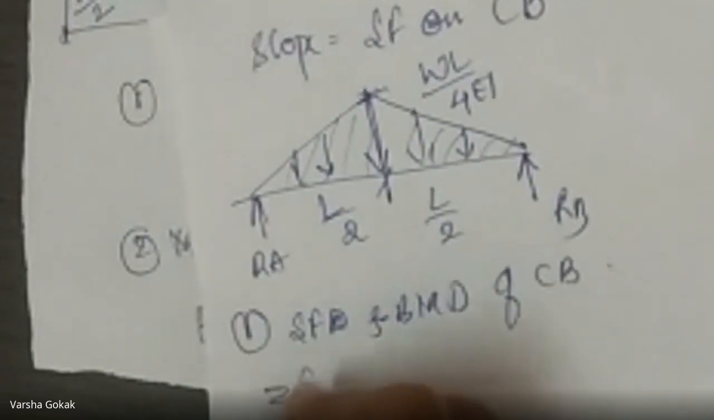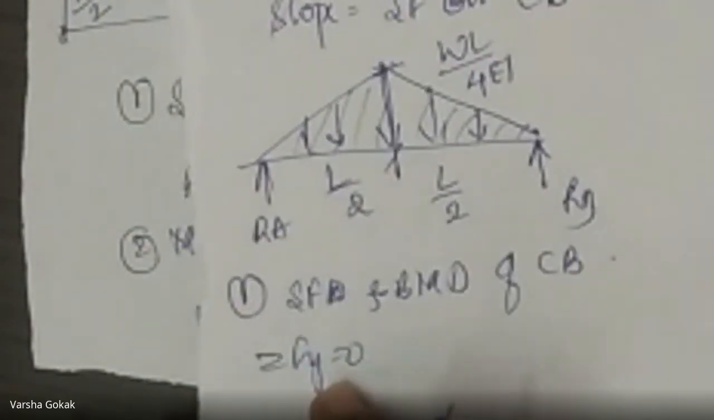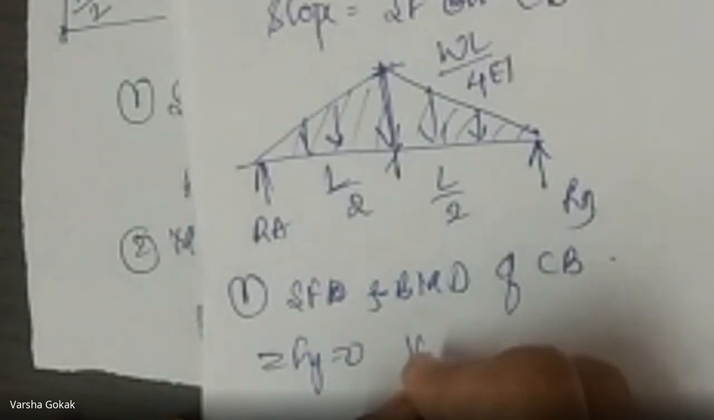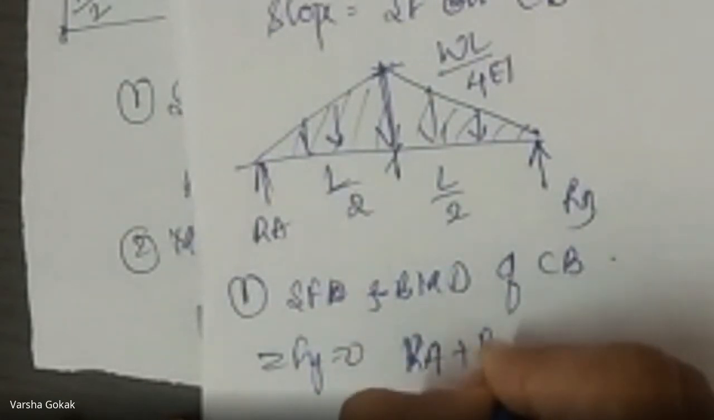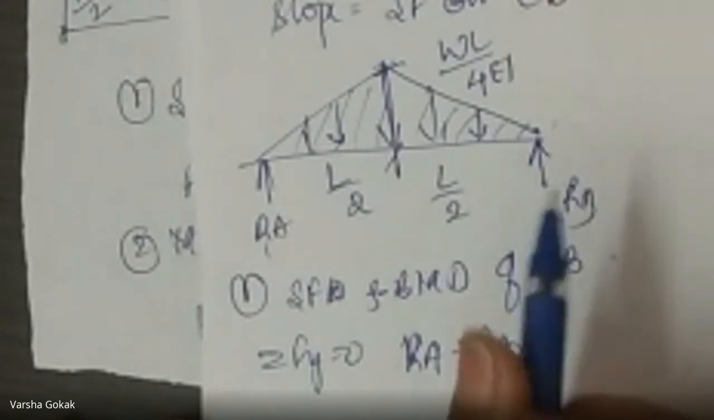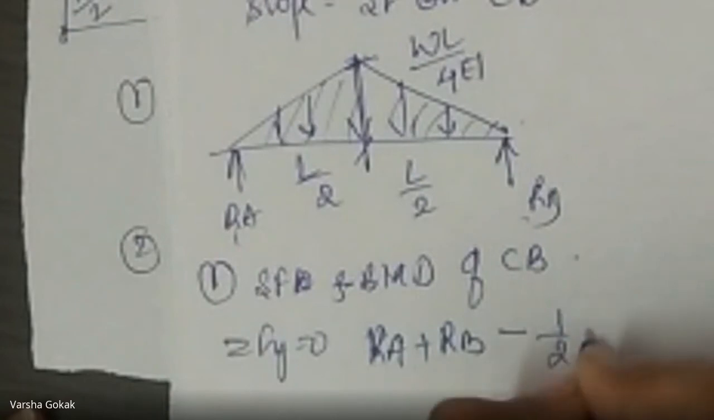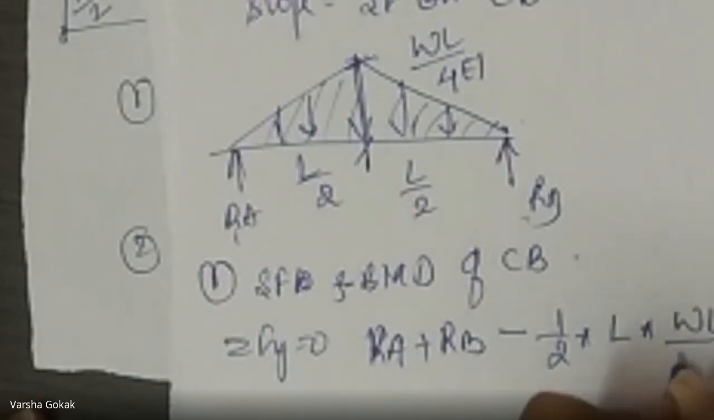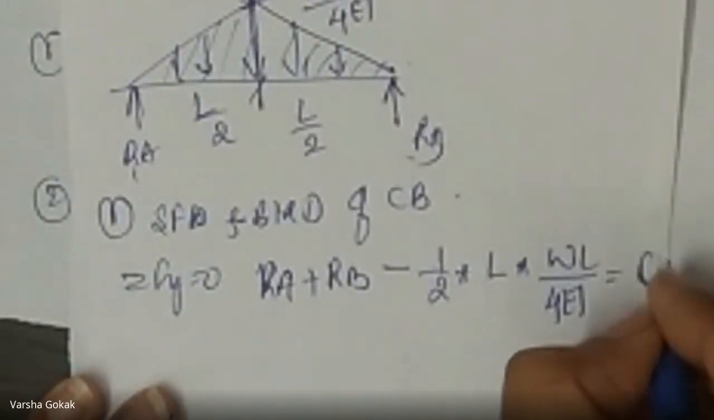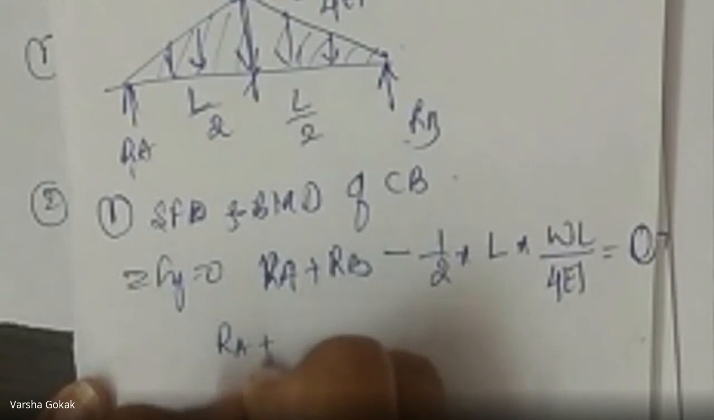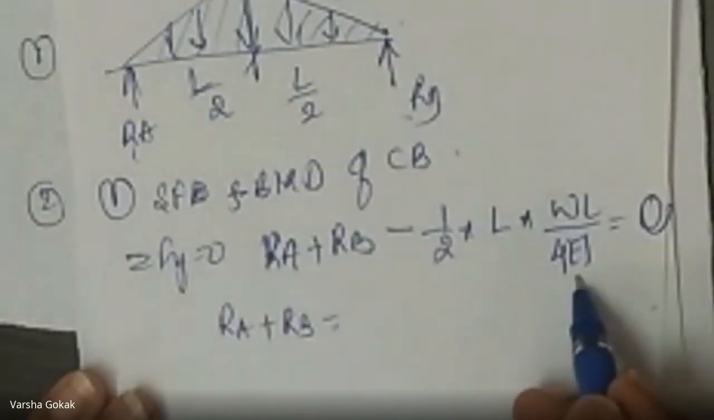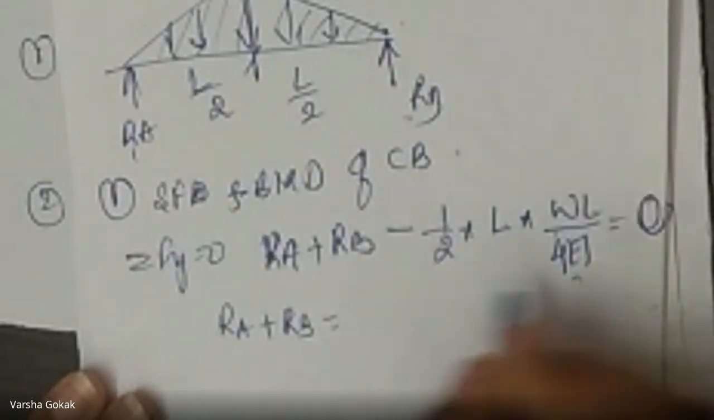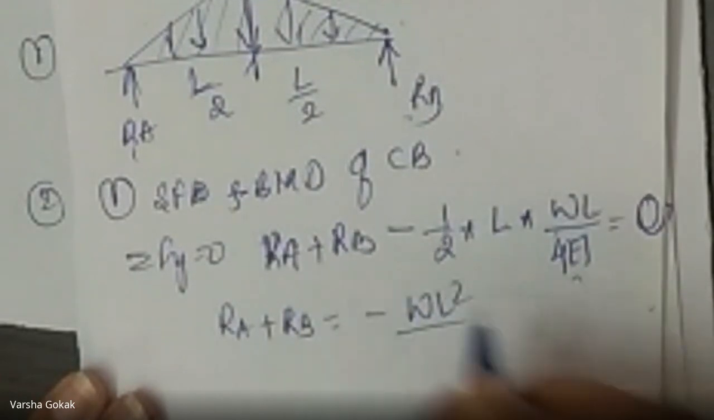So when I take summation Fy equal to 0, I have to find the reactions, no? So summation Fy equal to 0 gives RA plus RB minus, let us take this whole triangle as one, minus half base into height, which is WL by 4EI, equal to 0. So what is RA plus RB equal to now?